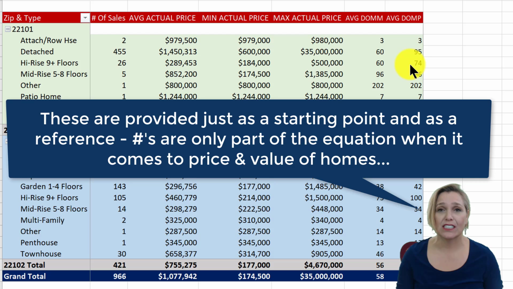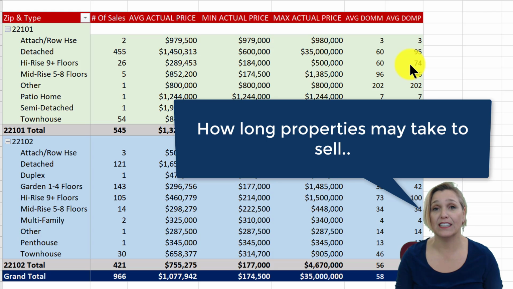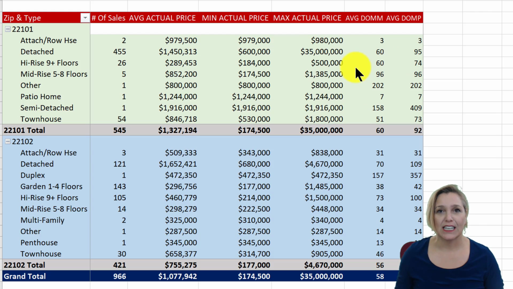By looking at the average days on the market for the property, we have an understanding of how long it can take, worst case scenario, and we can provide that information for our buyers or our sellers so that they have a good understanding of what can happen. Obviously, like I was saying, it's going to depend on a lot more other things than just these numbers, but we wanted to provide you with a starting point.